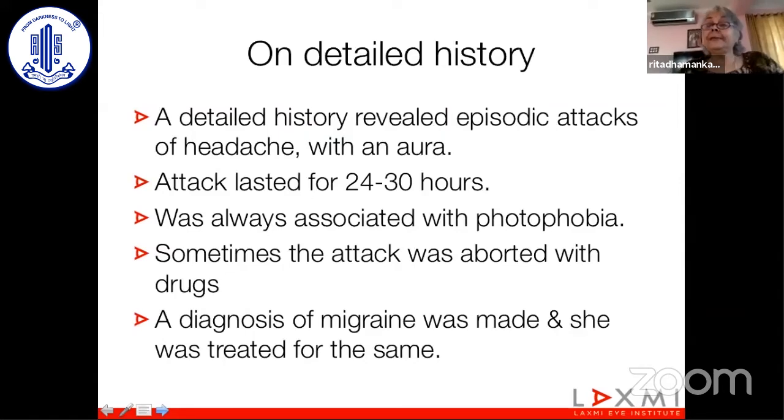We found that there were episodic attacks of headaches with an aura. The attack lasted for 24 to 30 hours. It was always associated with photophobia. Sometimes the attack was aborted with drugs. A diagnosis of migraine was made, and she was treated for the same.